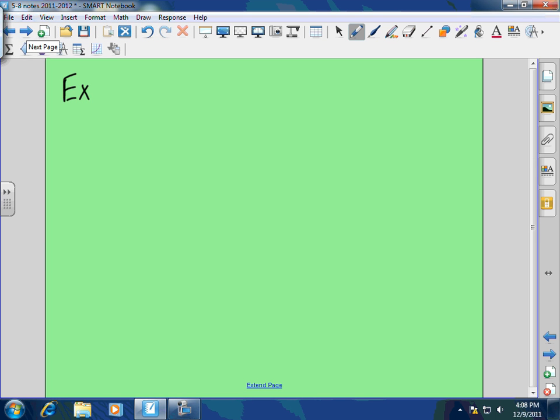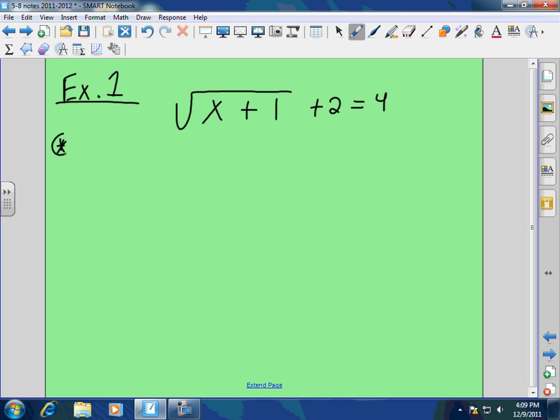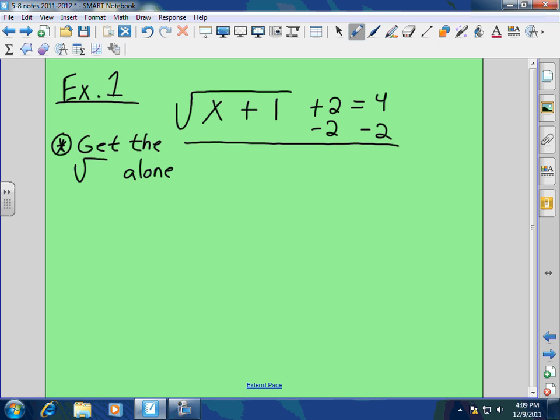For example 1, they want you to solve for x. And I have the square root of x plus 1 plus 2 equals 4. Now there's a lot of procedures that make things easier in math, and this is one of those procedural problems. First thing I always want to do is isolate the radical. So I want to get the radical alone. Now in this particular case, I have x plus 1 inside of the radical plus 2. So since I want to get the radical all by itself, I'm going to subtract 2 to both sides. That's going to leave me with square root of x plus 1 equals 2.